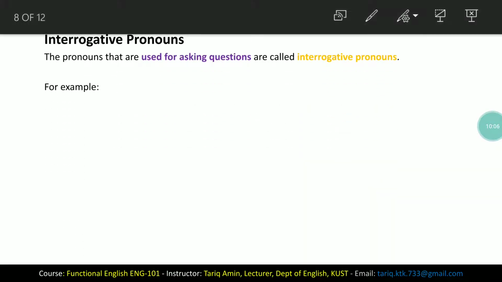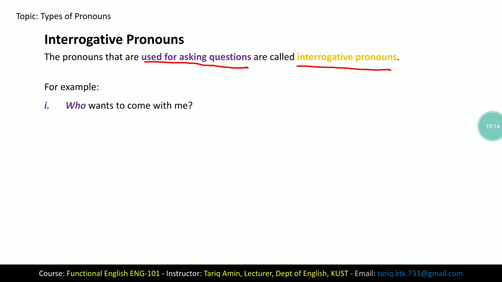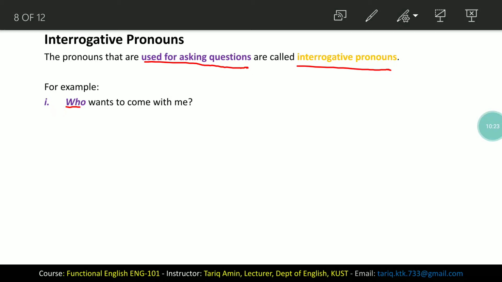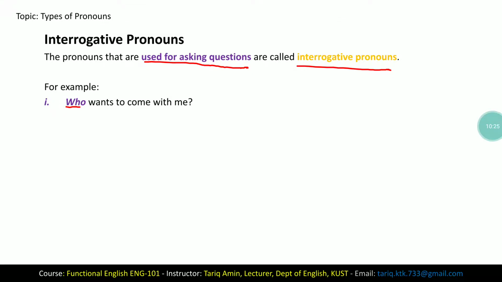Now, what are interrogative pronouns? The pronouns that are used for asking questions are called interrogative pronouns. For example, who wants to come with me? In this example, who is a pronoun and it is used for asking a question. So who is an interrogative pronoun.